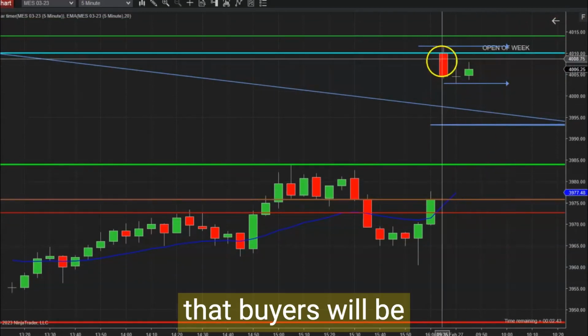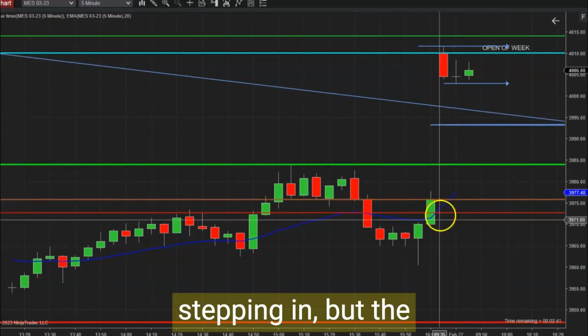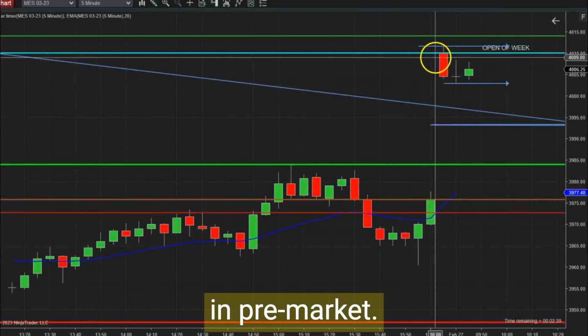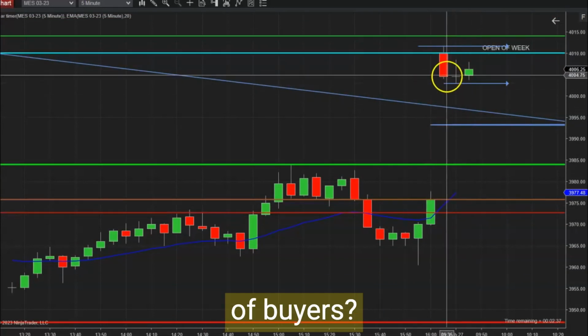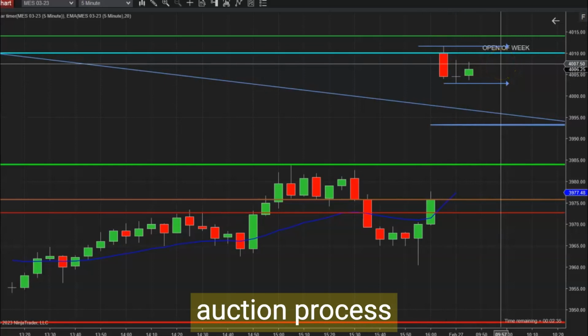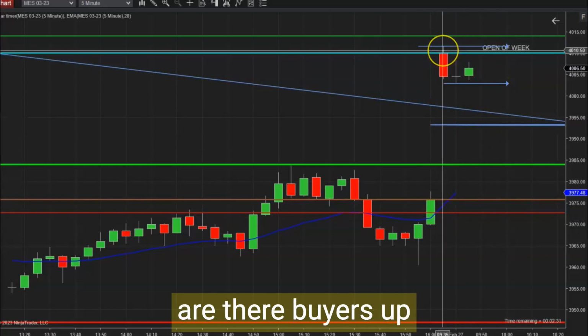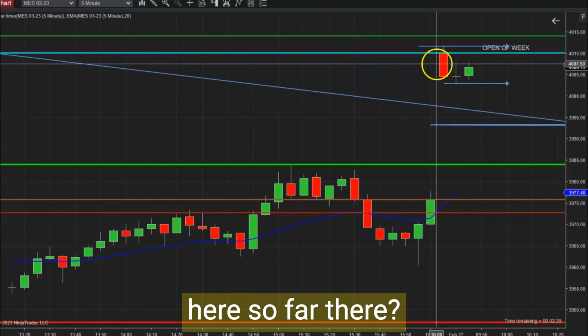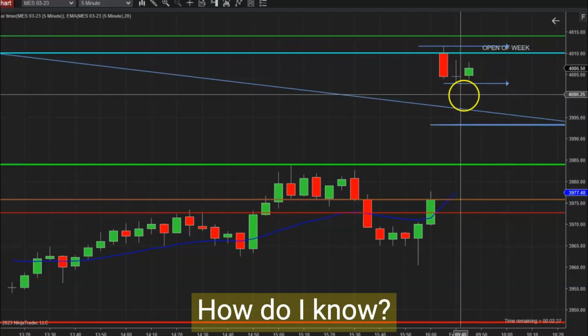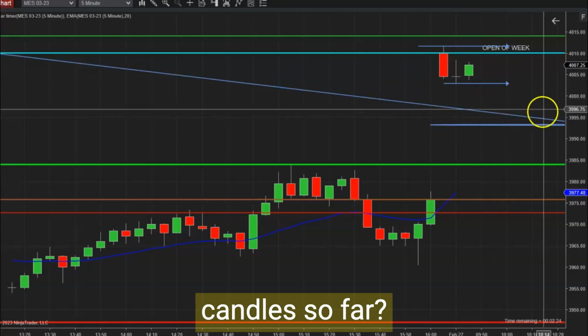You would think that buyers would be stepping in, but the buyers stepped in pre-market. So are we out of buyers? Because remember, the market is an auction process. And so the market auctioned up. Now, are there buyers up here? So far, there are not buyers up here. How do I know? Where are the big green candles so far?